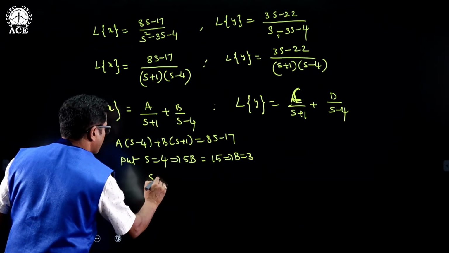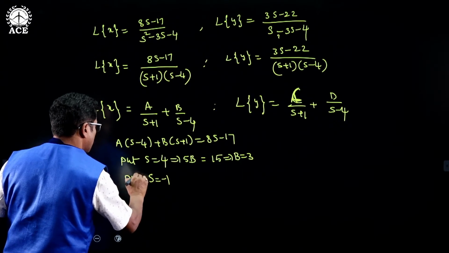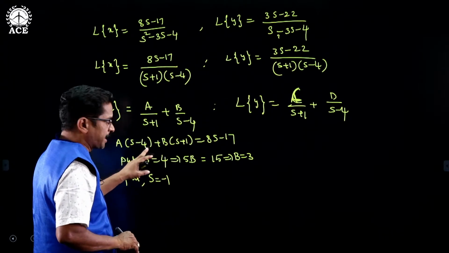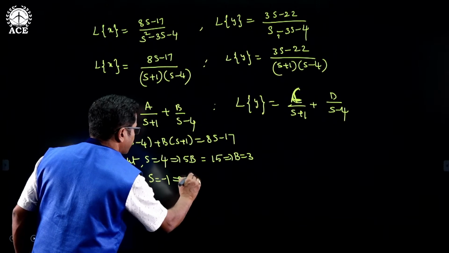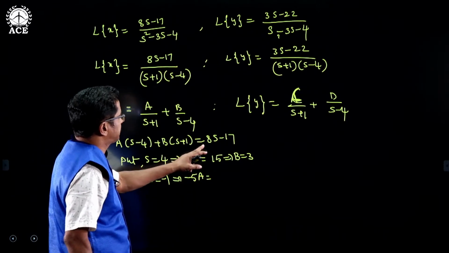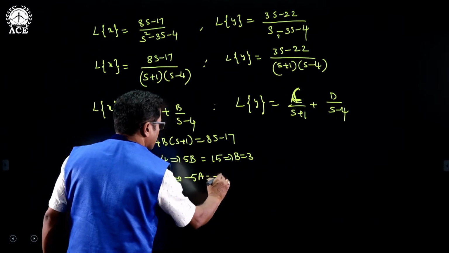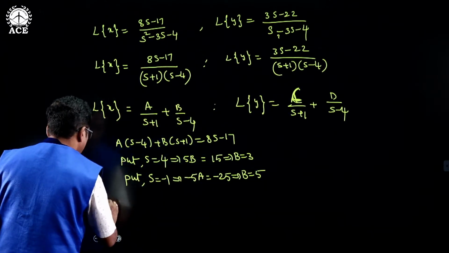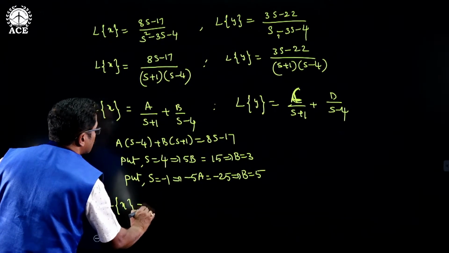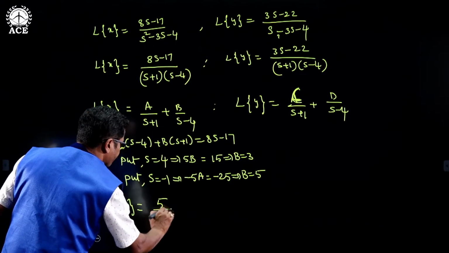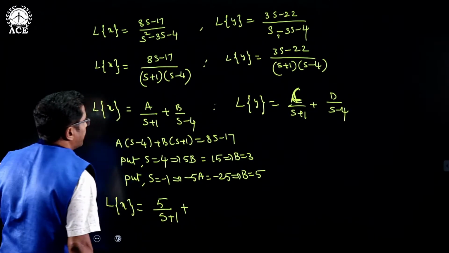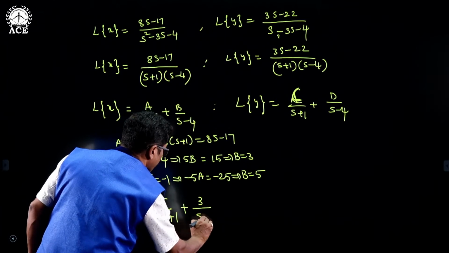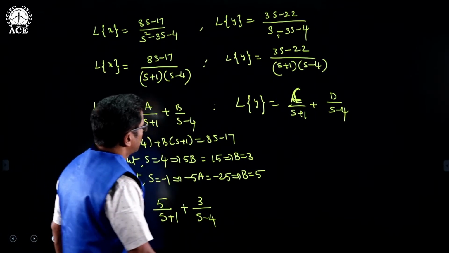Next put s equal to minus 1. If I put minus 1, the second term is going to be 0. Minus 1 minus 4 is minus 5, so minus 5a equals minus 8 minus 17, which is minus 25. So from this, a is equal to 5. Therefore L of x equals 5 by s plus 1 plus 3 by s minus 4.